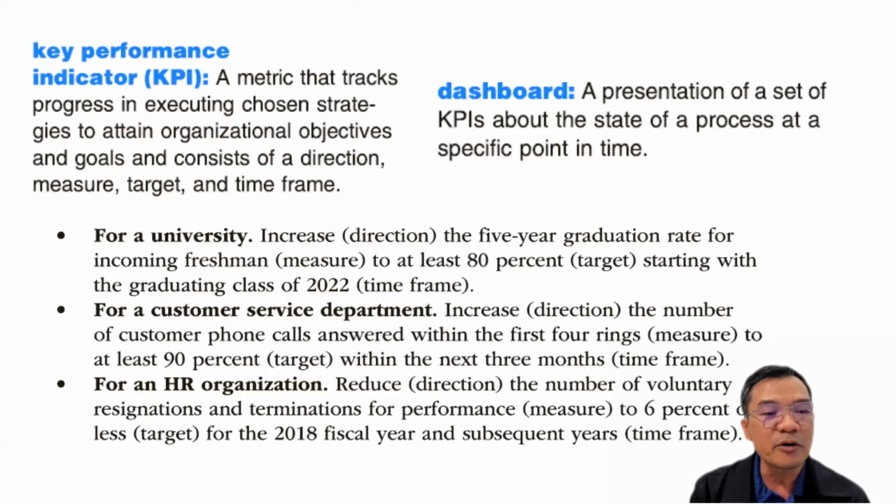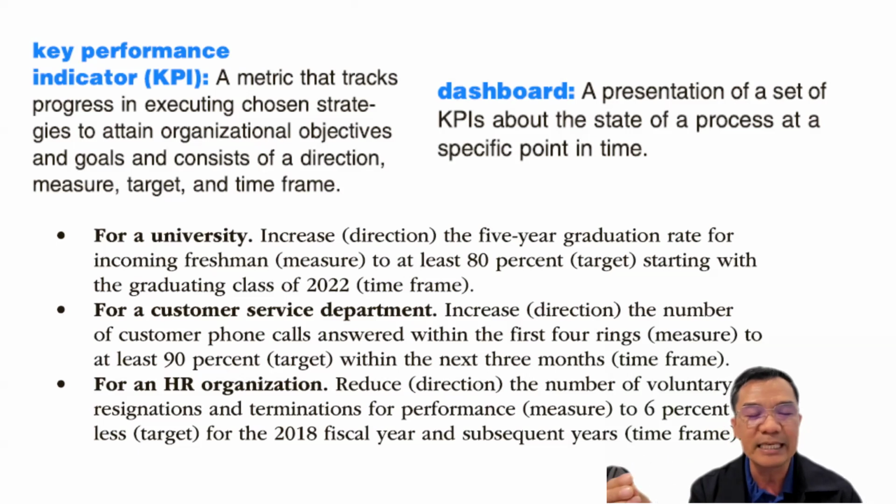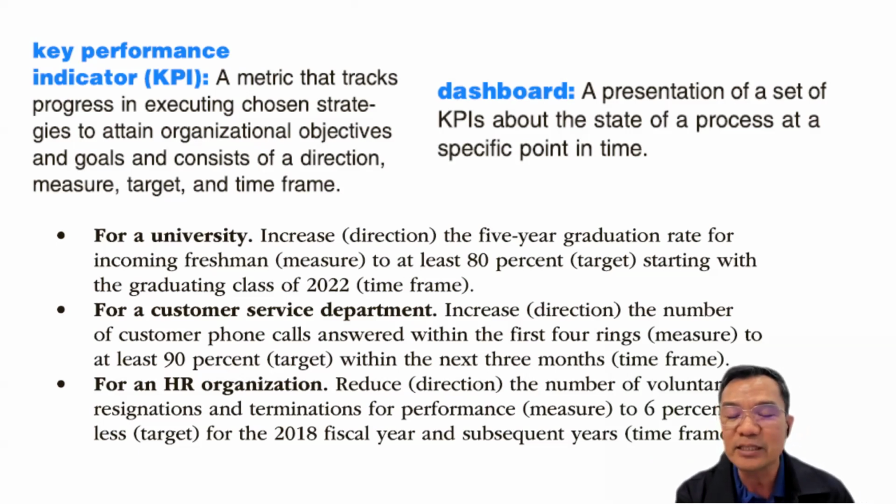Another term is key performance indicator, a metric that tracks progress in executing chosen strategies to attain organizational objectives and goals, and consists of a direction, measure, target, and time frame. Normally, a key performance indicator is used to assist decision making in developing a dashboard. A dashboard is an example also of a business intelligence tool, which is a presentation of a set of KPIs about the state of a process at a specific point in time.